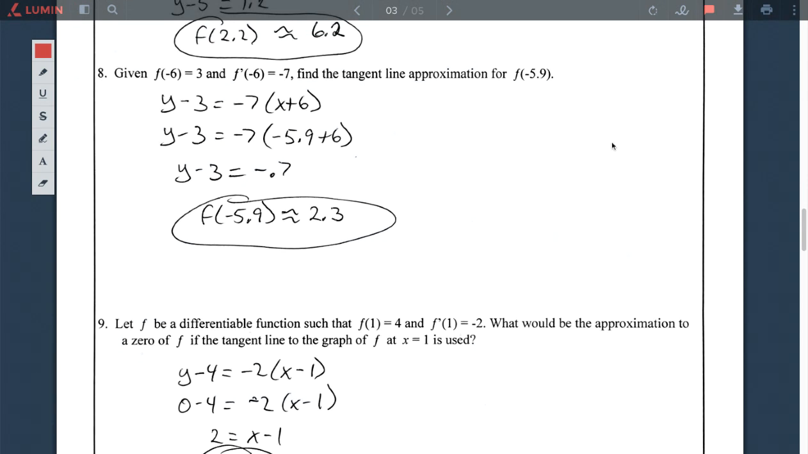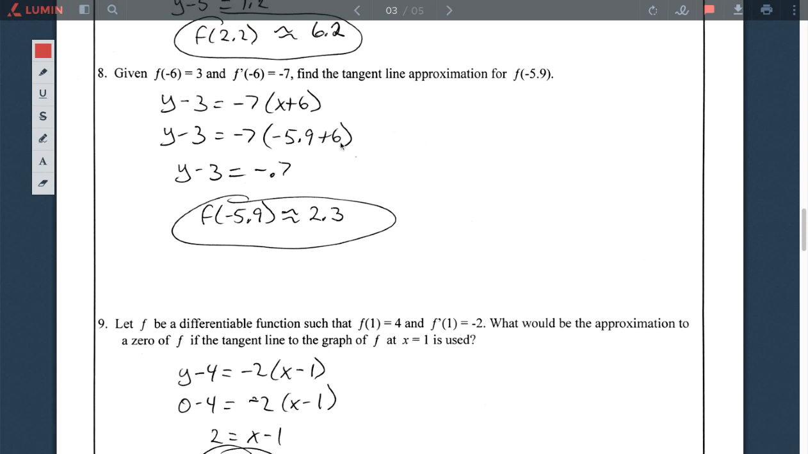Number 8, same thing here, except they went ahead and just gave me this. So this is pretty easy. This is about as easy as it comes. So y minus my y value, my slope, which is given right there, and x minus my x value. Pretty straightforward. There's my tangent line. Approximate f of negative 5.9. So I plug negative 5.9 in for the x.